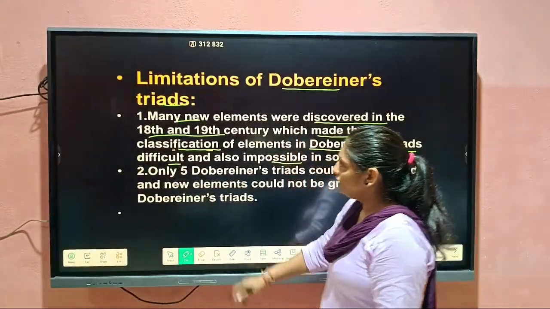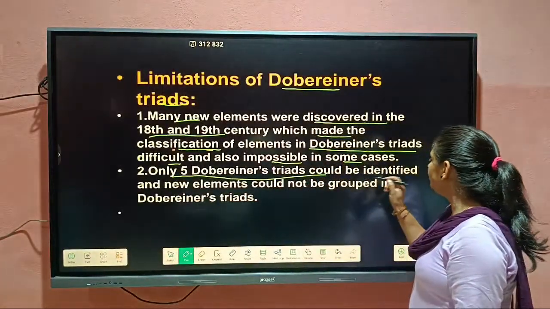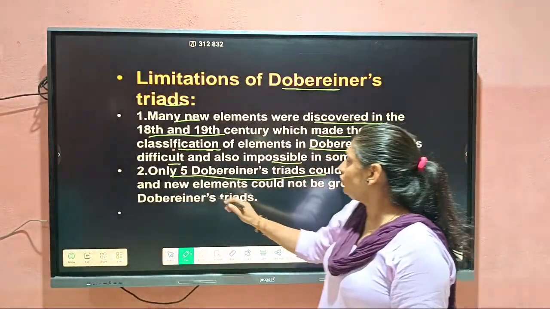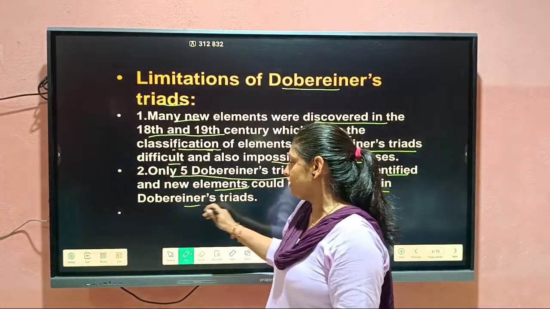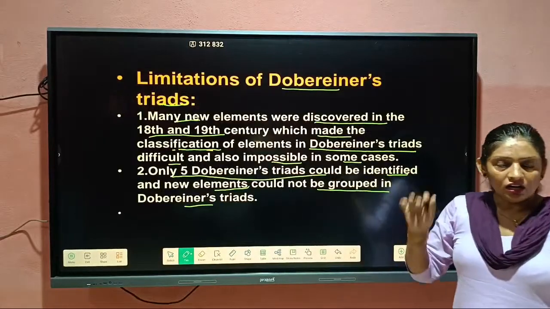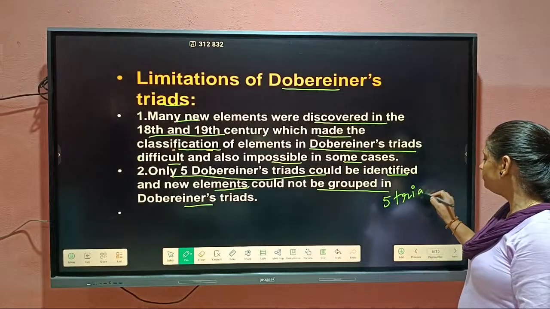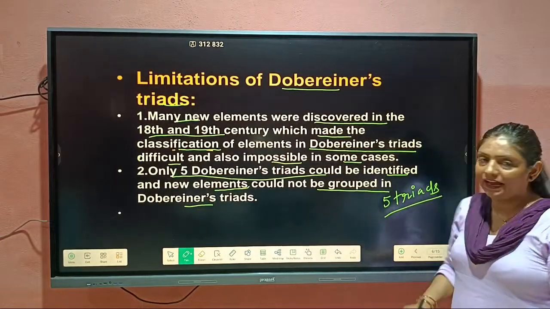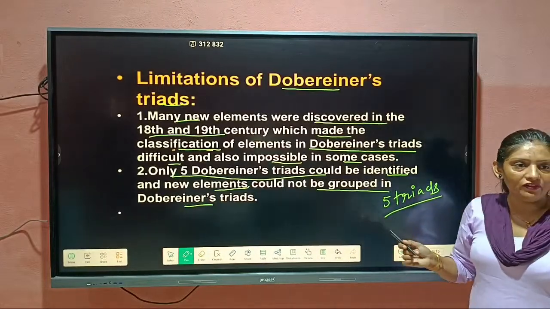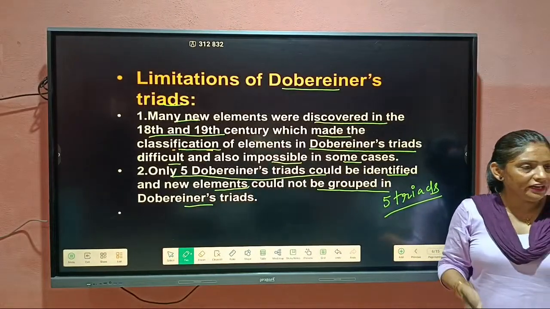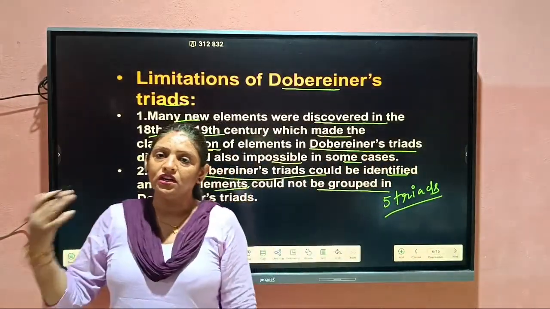Second limitation was only 5 Dobereiner triads could be identified and new elements could not be grouped in Dobereiner triad. Means only 5 triads were formed. Or I can say that one triad has 3 elements and 5 triads will have 15 elements. So it was applicable only for 5 triads. Only 5 triads were there.